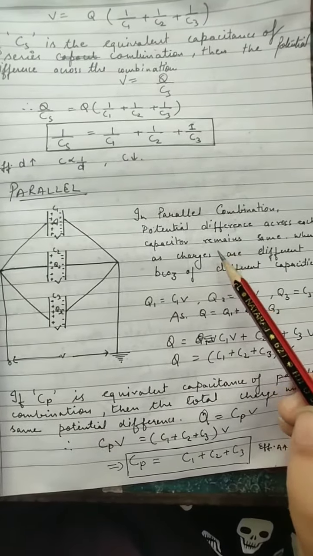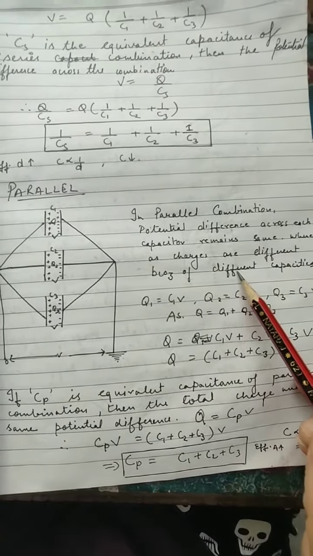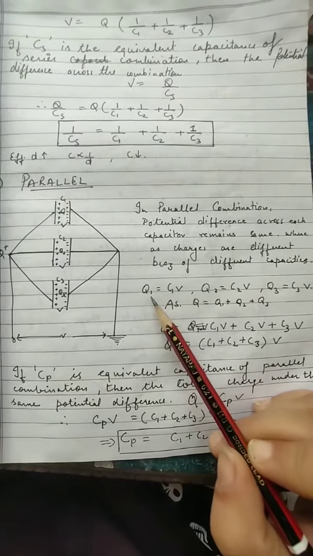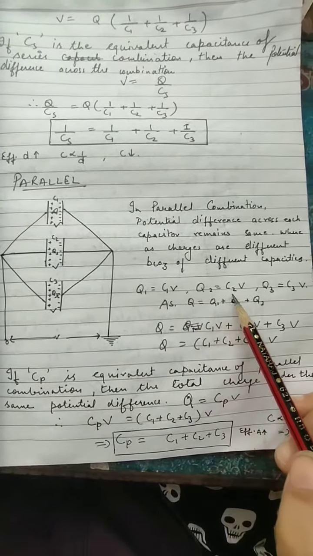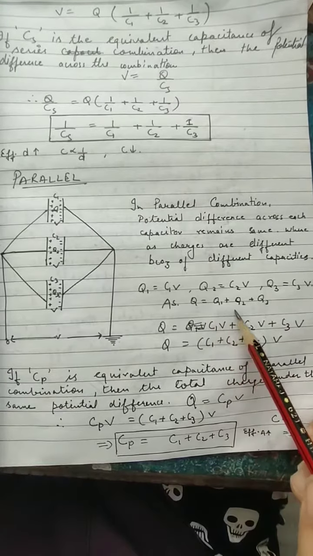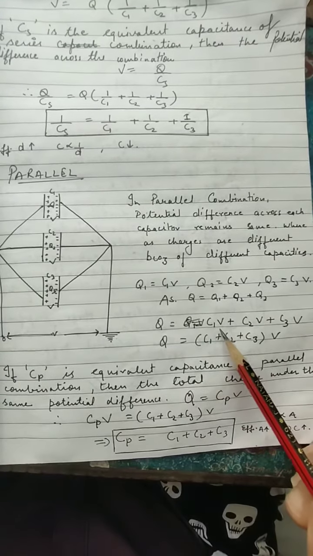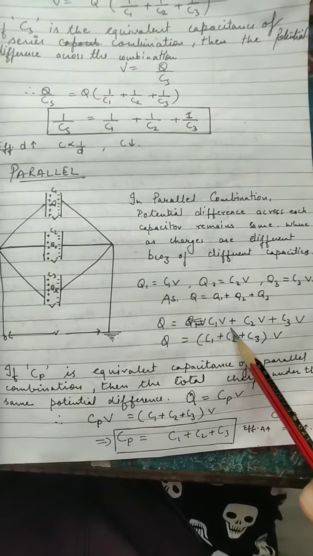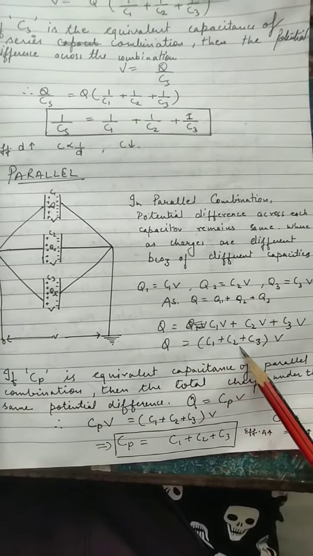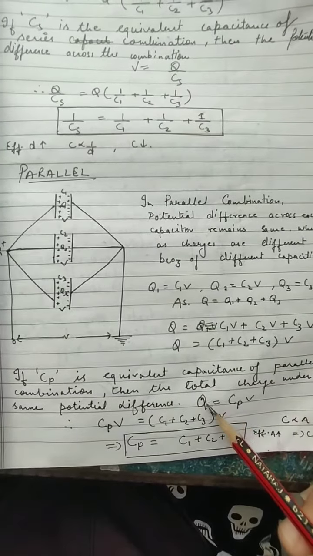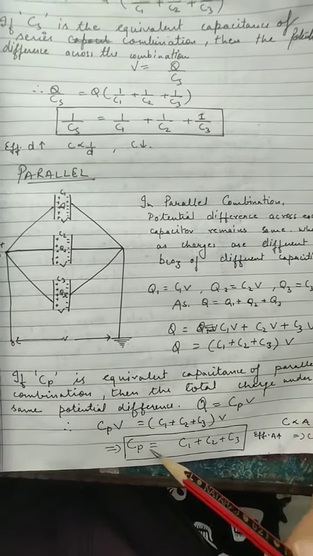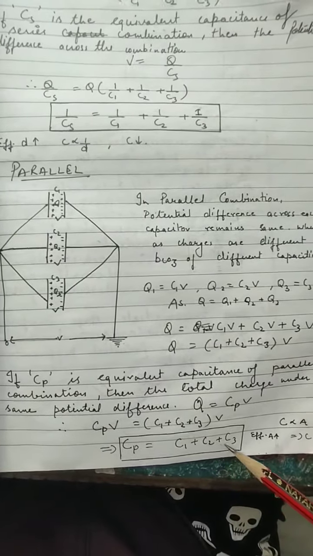In a parallel combination, the potential will remain the same, while the charge will be distributed, so the charges will be different. So you can write Q1 is equal to C1V, Q2 is equal to C2V, and Q3 is equal to C3V. The total charge is Q is equal to Q1 plus Q2 plus Q3. Putting the formula, Q is equal to C1V plus C2V plus C3V. Taking V common, Q is equal to V times C1 plus C2 plus C3. Again, for the parallel combination, Q is equal to CpV. V will be common and cancel out, so Cp is equal to C1 plus C2 plus C3.